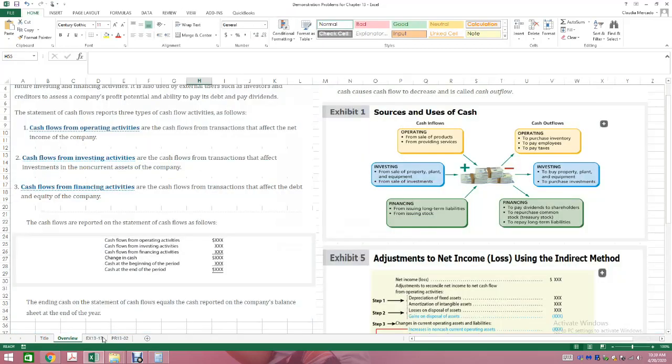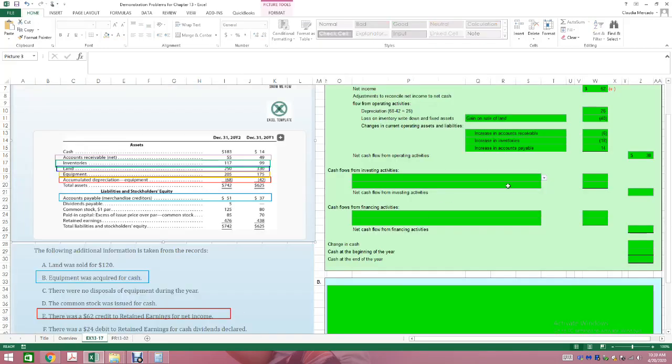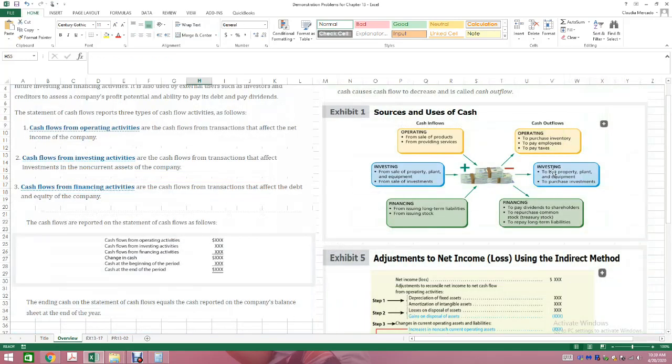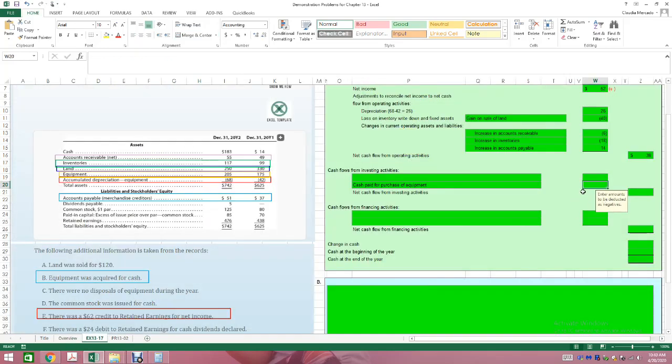Now what happens when you buy equipment? When you buy property, plant, or equipment, you subtract. We bought equipment, so we subtract. So I'm going to put this on the second one. Right now we have another item that we're going to enter: cash paid for the purchase of equipment. How much did we pay for this equipment? We paid $30, and if you bought equipment, you enter it as a minus sign. So it's going to be minus 30.